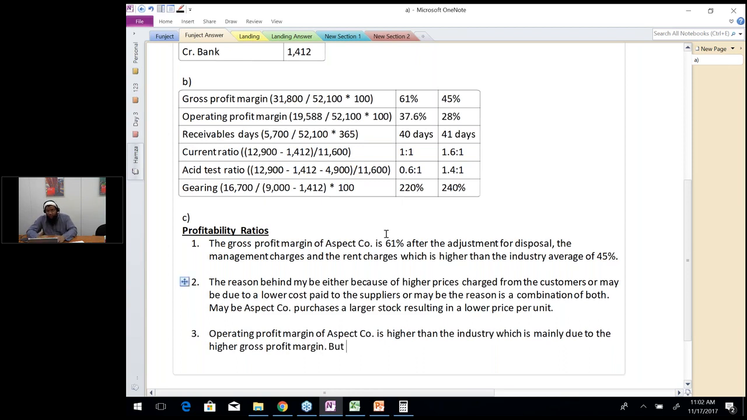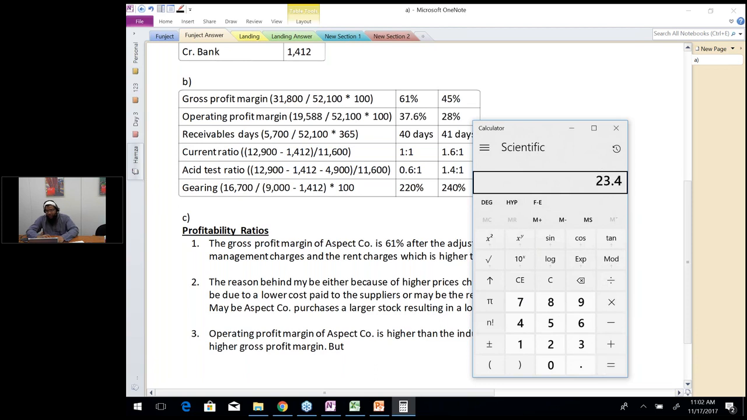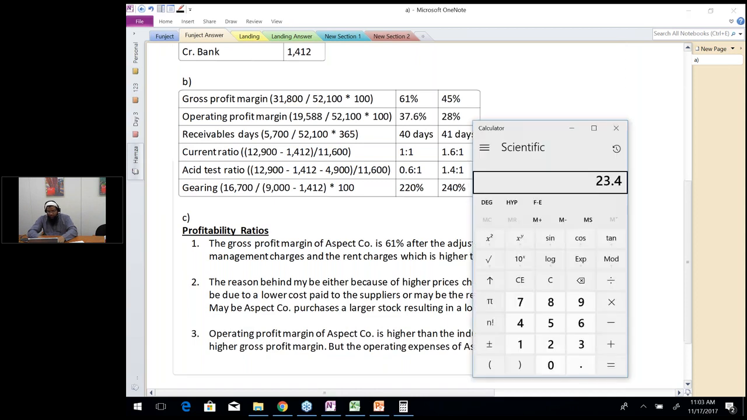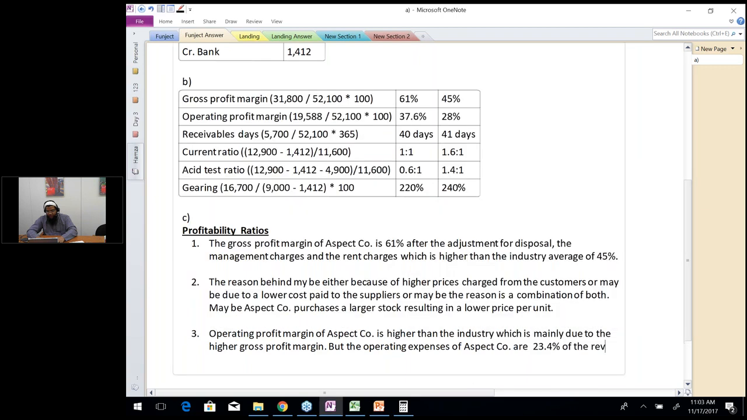But there's one problem. What problem? If we check the difference between the 61 and 37.6, 61 minus 37.6, we are going to get 23.4. So the operating expenses of Aspect company are 23.4% of the revenue.